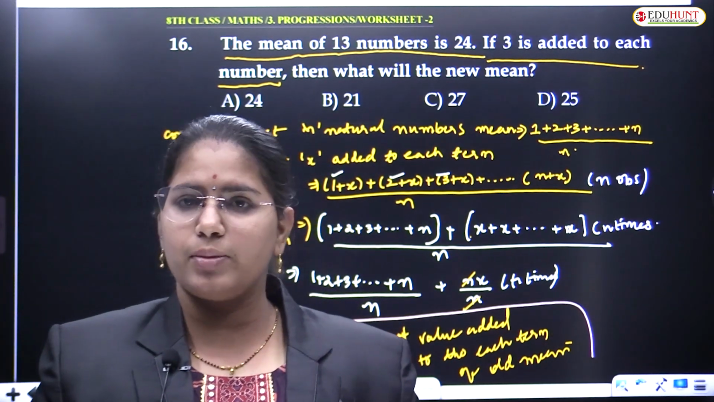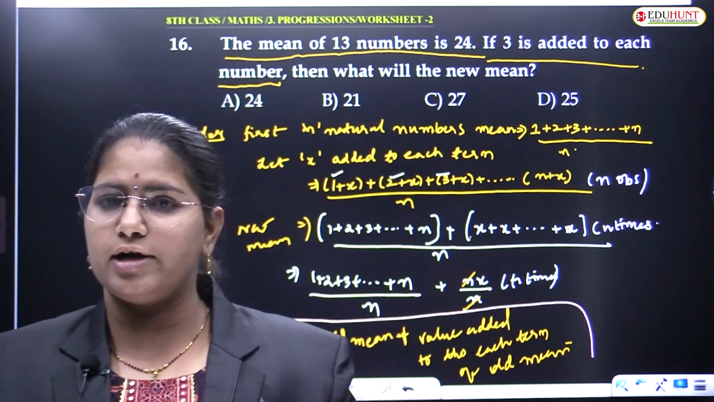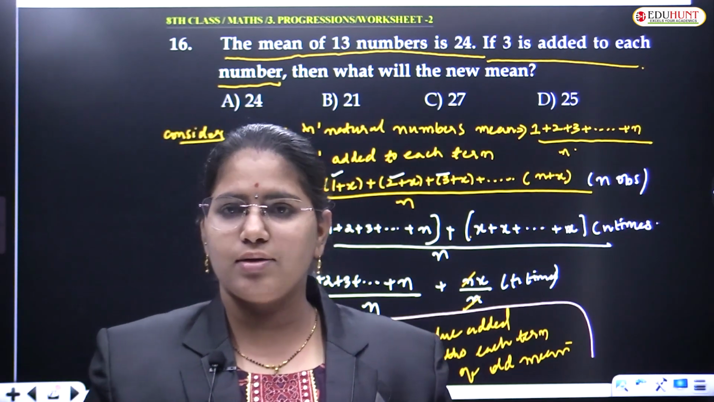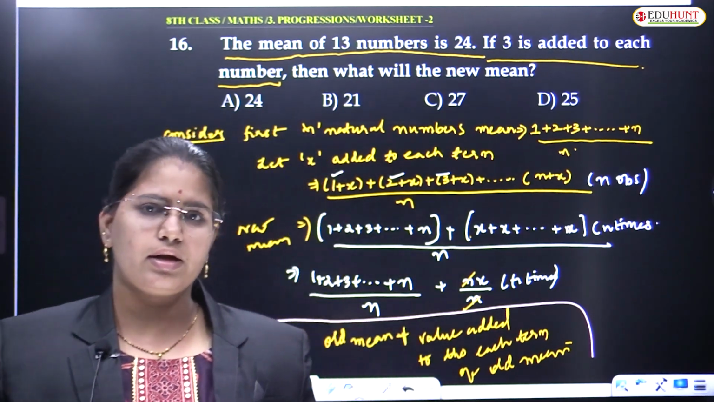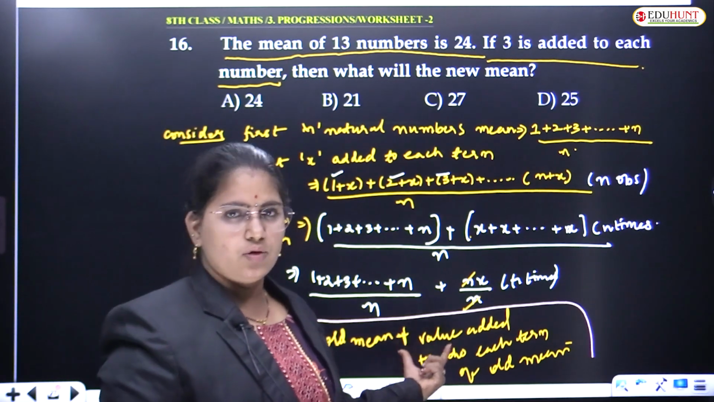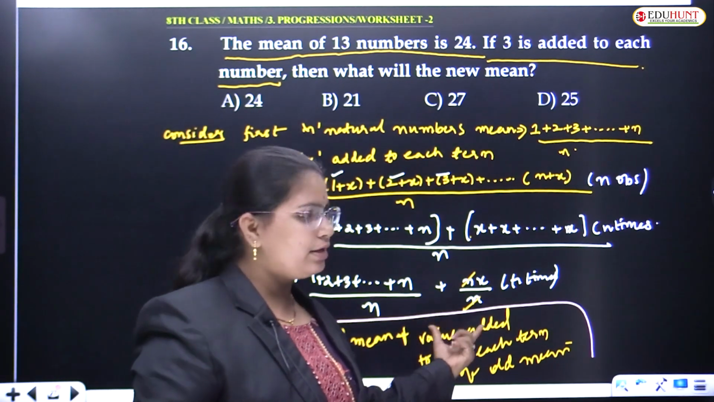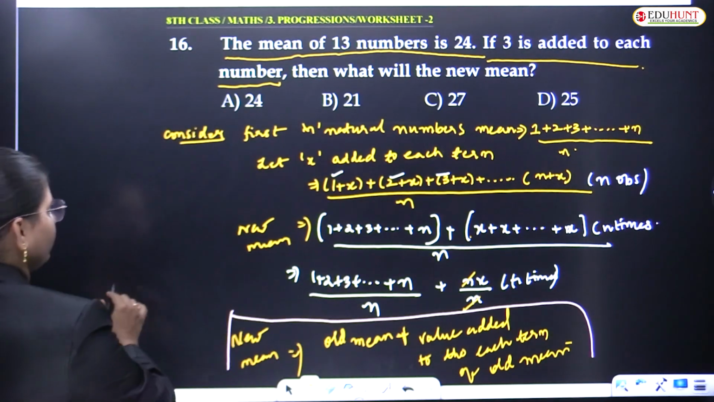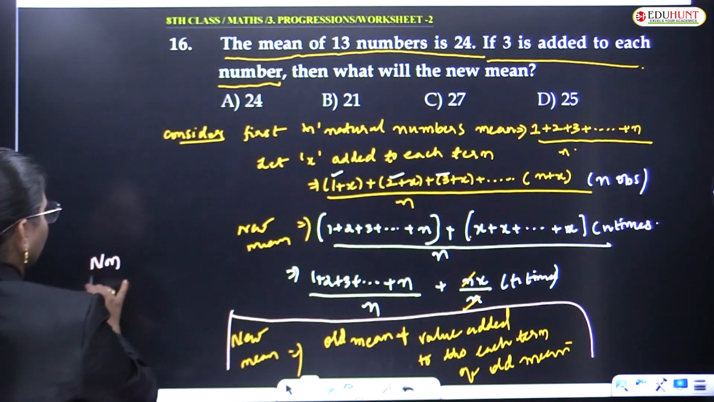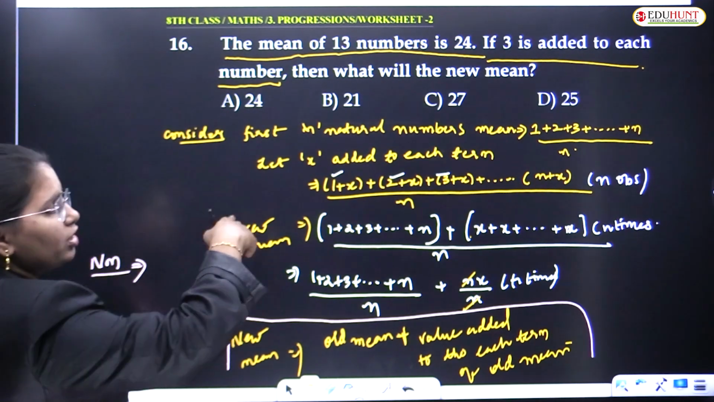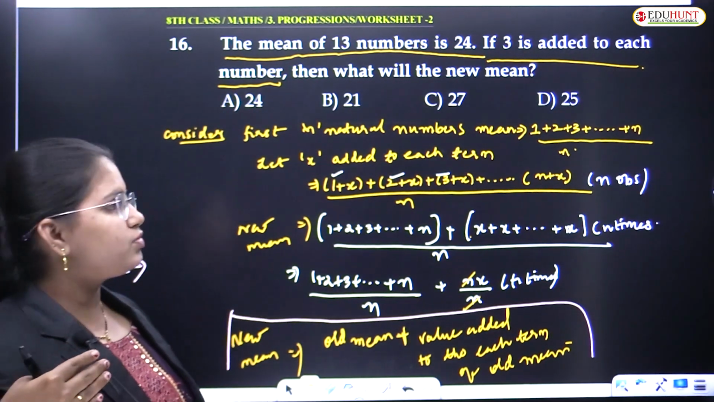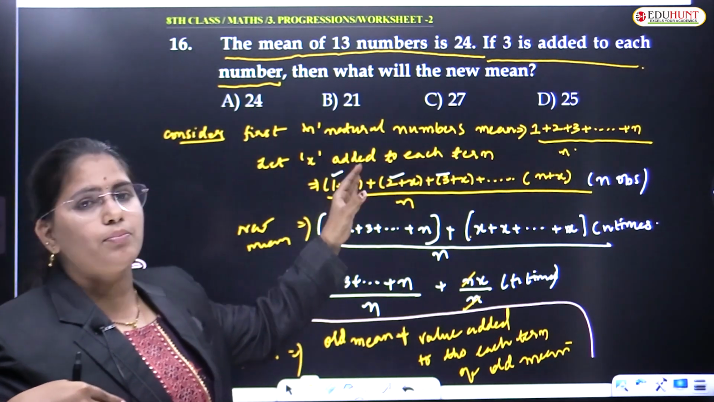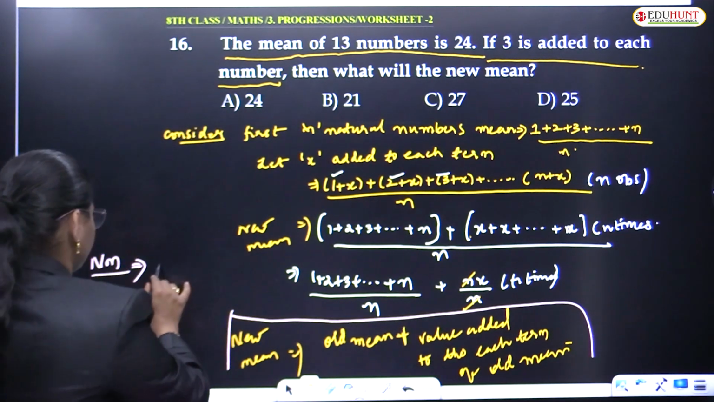Whenever I ask you to calculate the new mean, if you have the old mean and the value added to each term, we can simply calculate the new mean. How? Just add both: old mean plus the value added to each term. So the new mean is equal to the sum of the first 13 observations divided by the total number of observations. That means the mean of the first 13 numbers is given as 24 here.